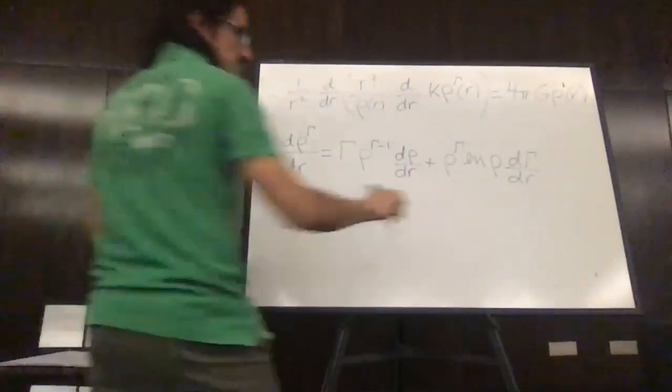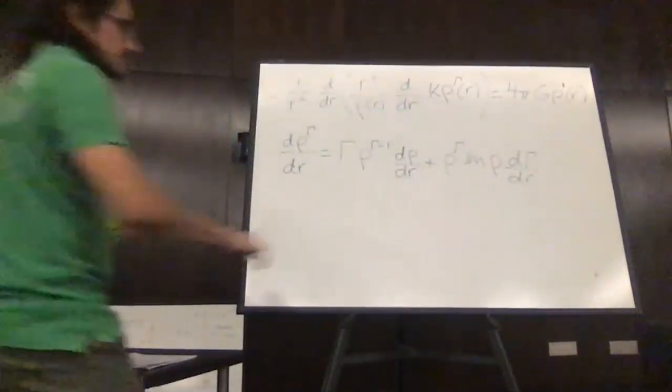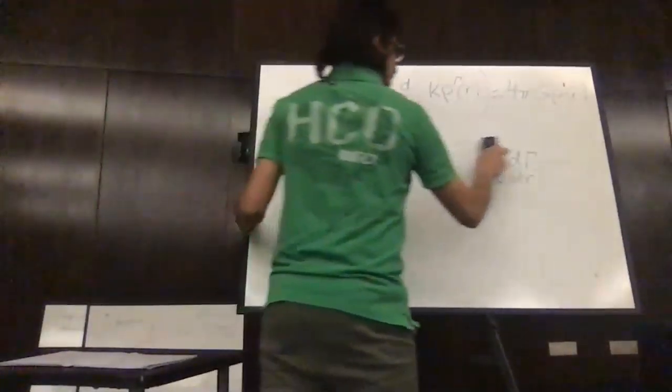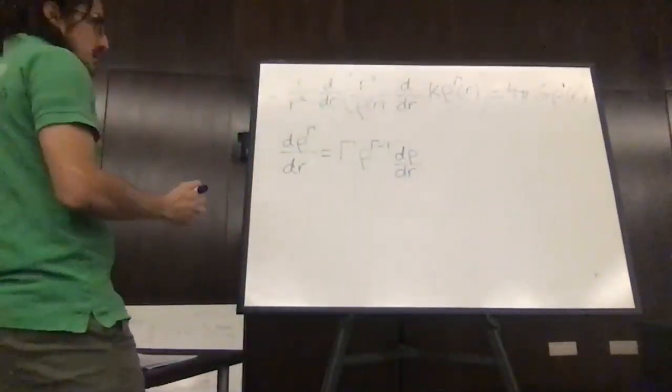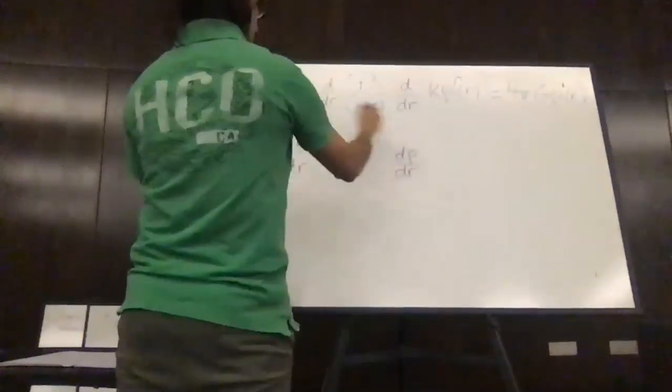So the gamma is not changing with respect to the radius, it's a constant. So this whole term is zero. So we can rewrite this one as this.